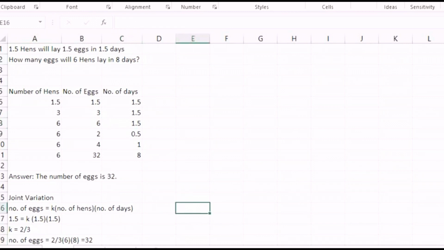So we can say our problem is just like a joint variation. Number of eggs equals k times number of hens times number of days, so 1.5 equals k times 1.5 times 1.5. So k equals 2/3, and we multiply it. 6 times 8 equals 48, and we divide it. 48 divided by 3 equals 16, and we multiply it by 2. So 16 times 2 equals 32. So we get the number of eggs.